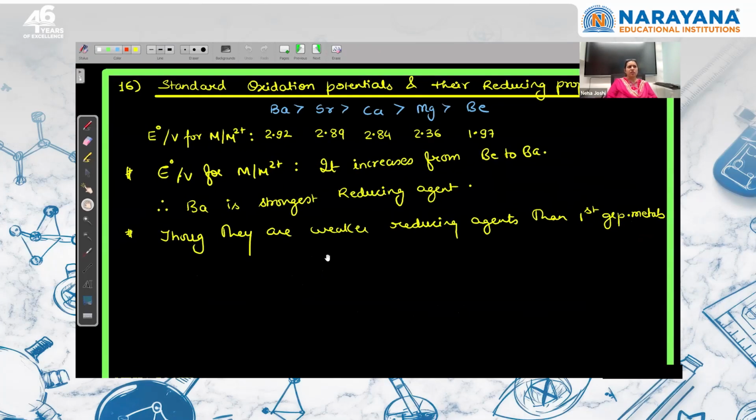Okay? Standard oxidation potentials and their reducing property. These are the values that we have. See, if I talk about M to M2+, E standard increases from beryllium to barium. Barium is the strongest reducing agent, whereas in the first group it was lithium. They are weaker reducing agents than first group metals. In comparison to them, they are quite weak. Okay.